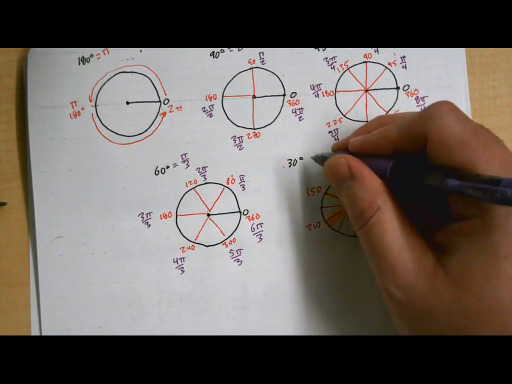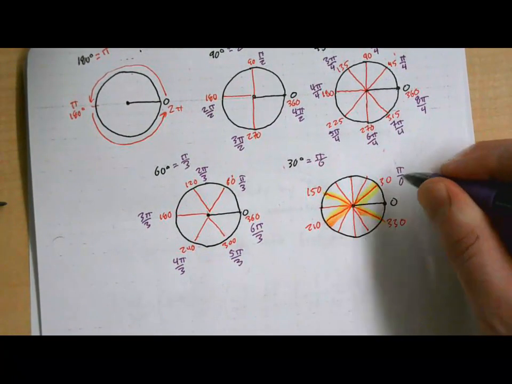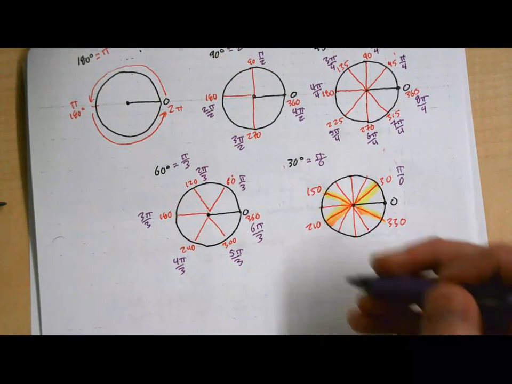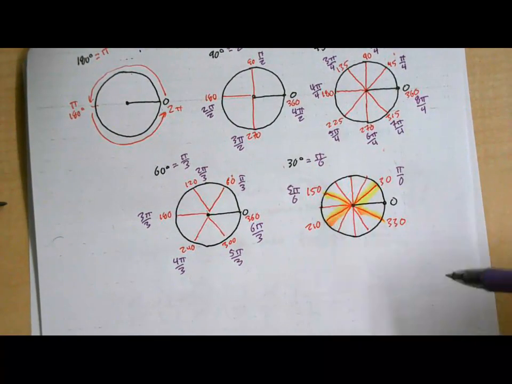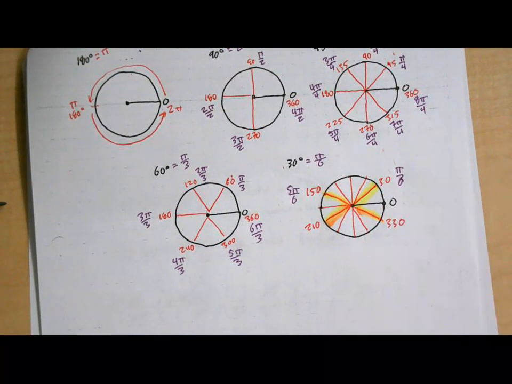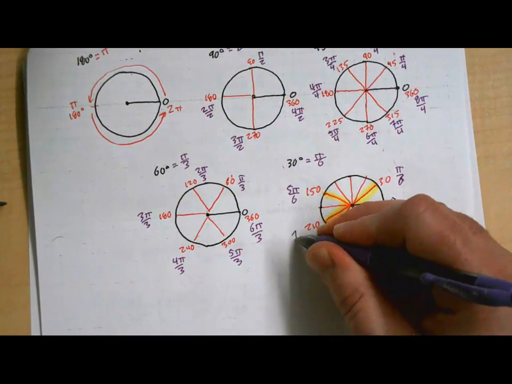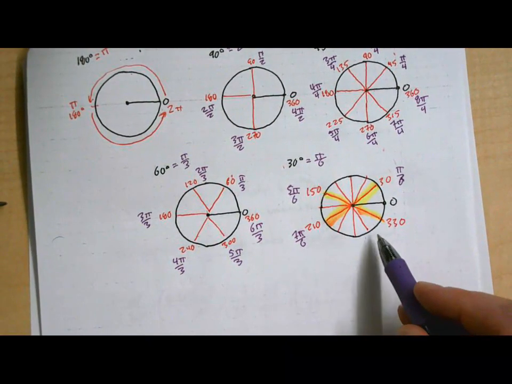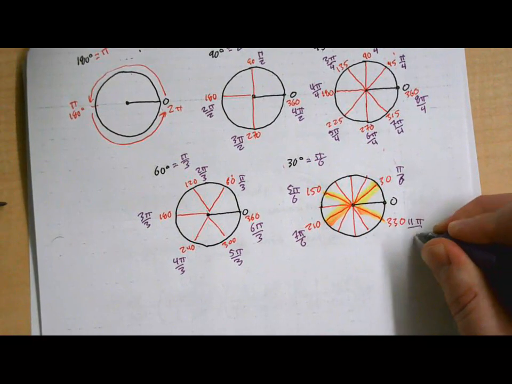So 30 is pi over 6. So we got 1 pi over 6, 2 pi over 6, 3 pi over 6, 4 pi over 6, 5 pi over 6, 6 pi over 6, that does look like a 0, sorry. 7 pi over 6, 8 pi over 6, 9 pi over 6, 10 pi over 6, 11 pi over 6.